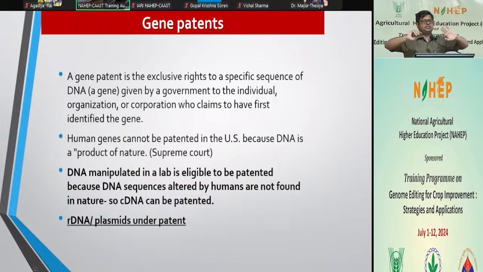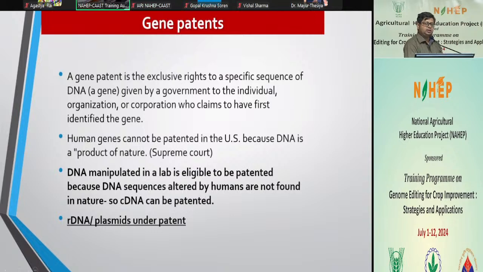So for example, there is a gene. The gene cannot be patented, but its cDNA can be patented, right? Because cDNA doesn't exist in nature. The cDNA has to be created in the laboratory, right? Similarly, recombinant DNA and plasmids are under patent. So now our things start.